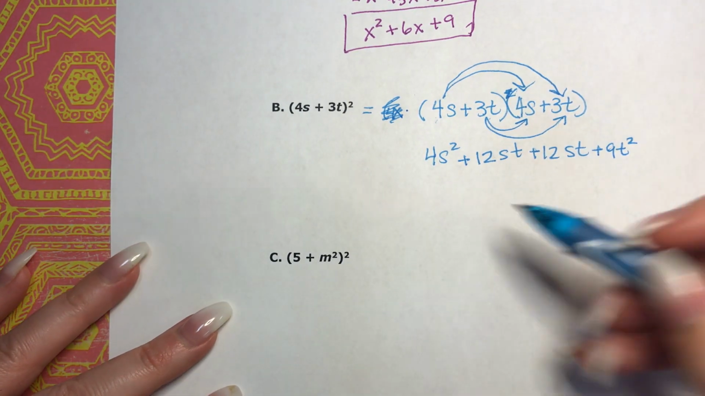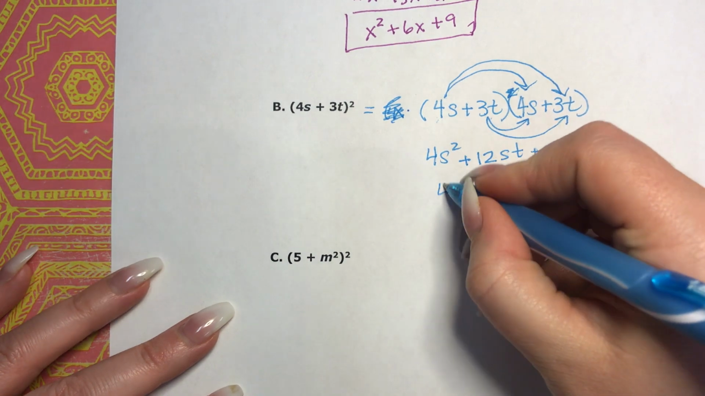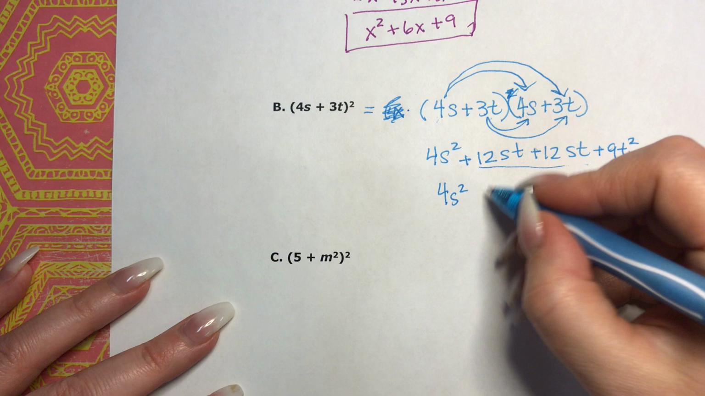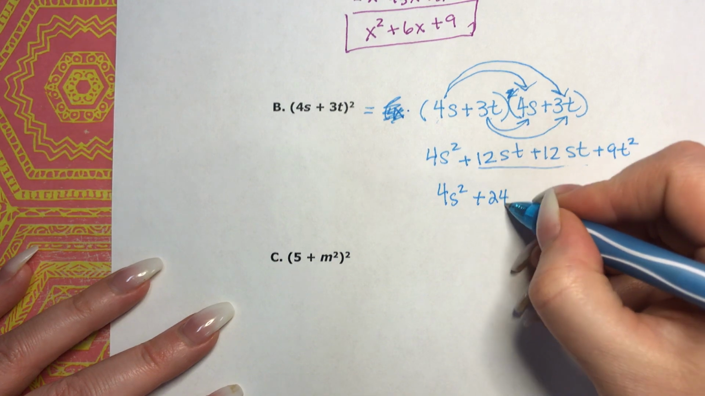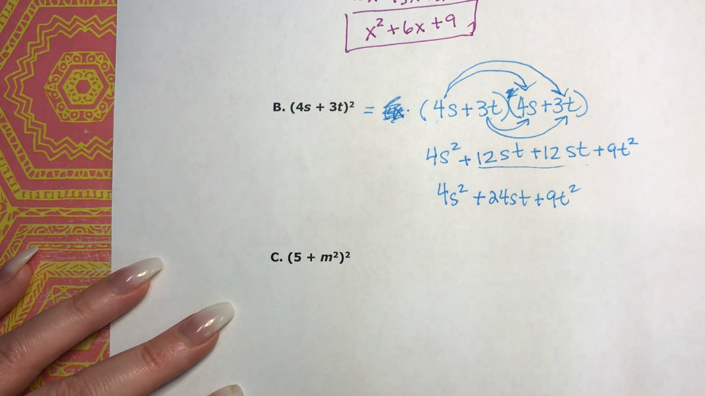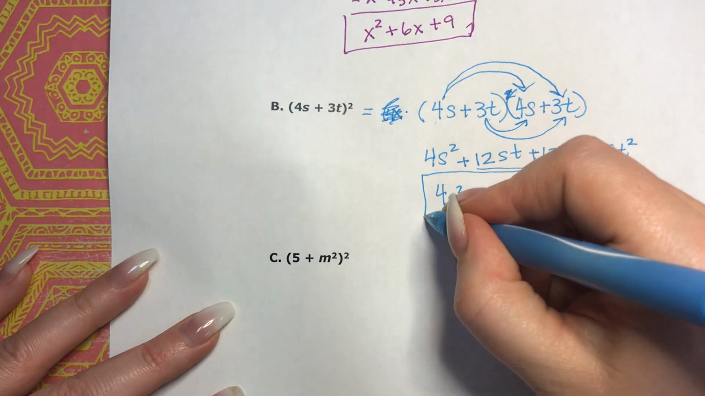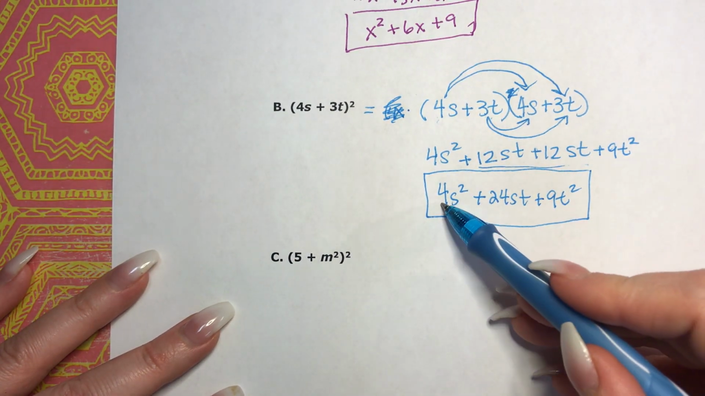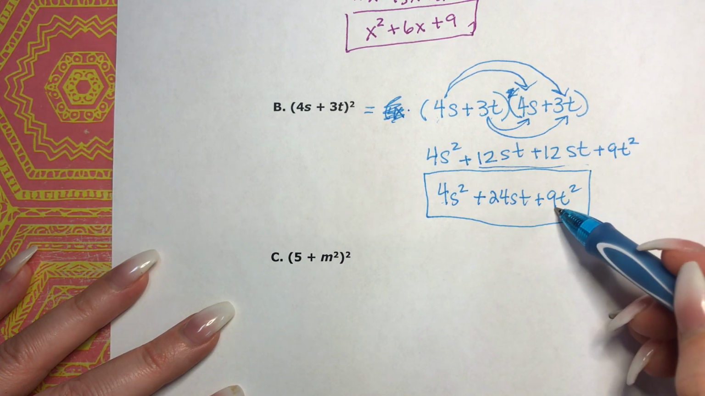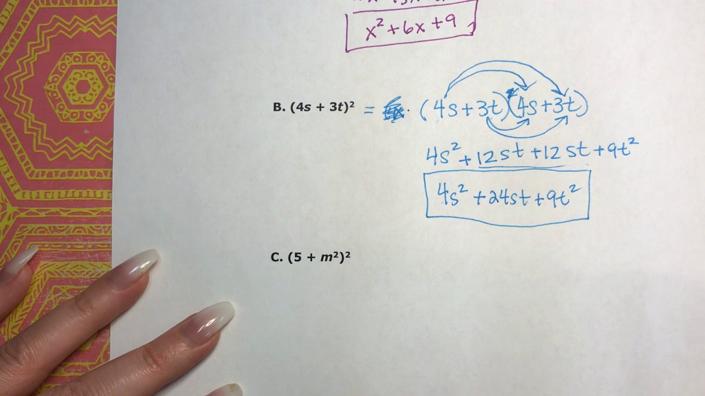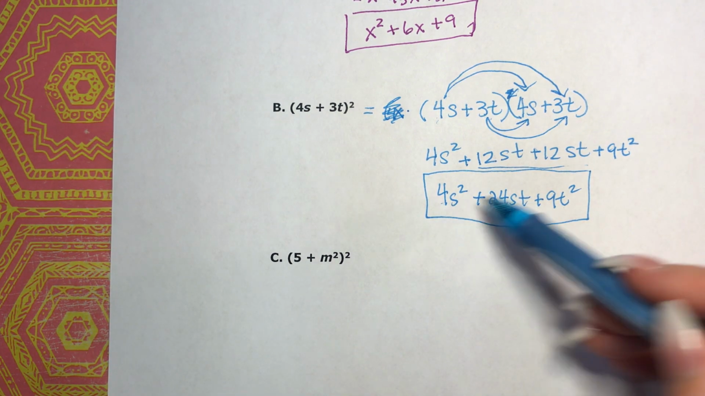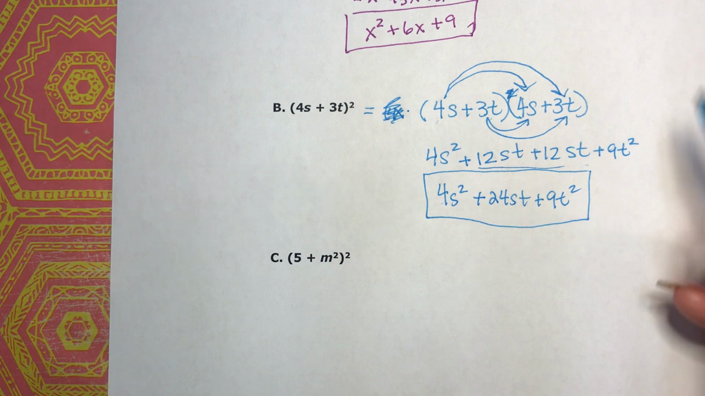Okay, and then we just simplify 4s squared, 12st plus 12st, combine like terms there, which is 24st plus 9t squared. And that is it. If you look here, 4s squared, that 4 is a squared number, s squared is a squared number, 9 is a squared number, t squared is a squared number. And if you broke this down, this would be 2s and this would be 3t.